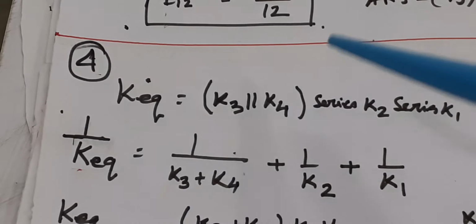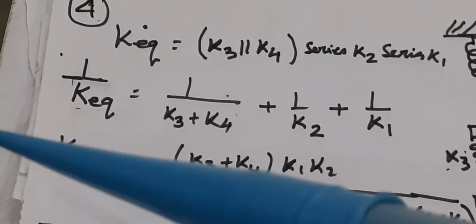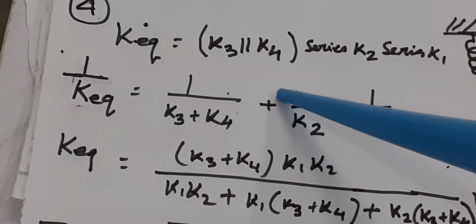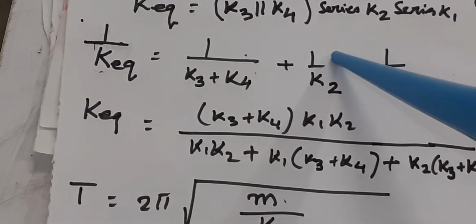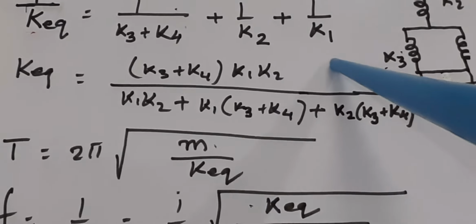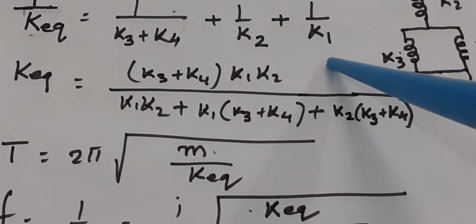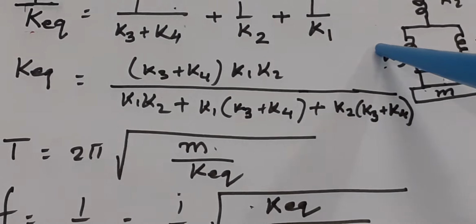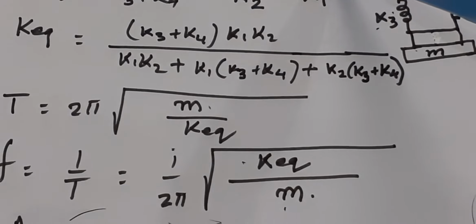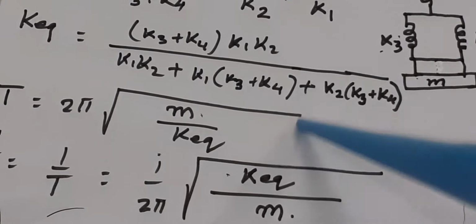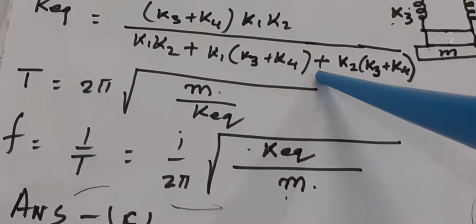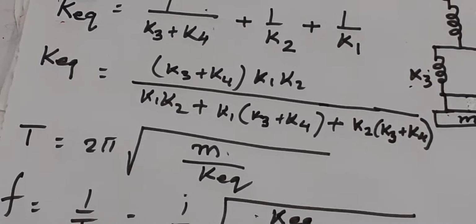Once K equivalent is available, then you can simplify and get it, and that means time period T equal to 2 pi root under m by K equivalent. Now we need frequency, that means 1 by T. Our final expression will be this one, 1 by 2 pi root under K equivalent by m. If we substitute, we will get the correct choice. That means choice C will be the correct one. You can check it. This is a simple job.